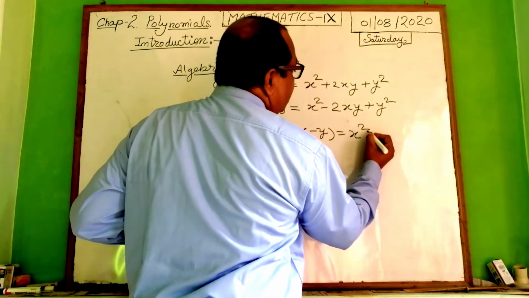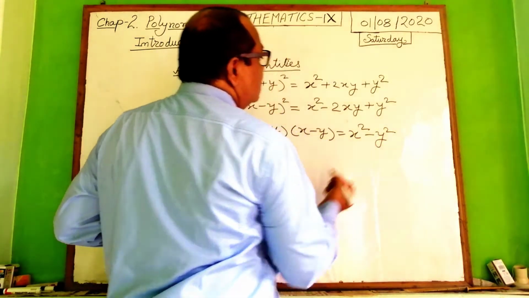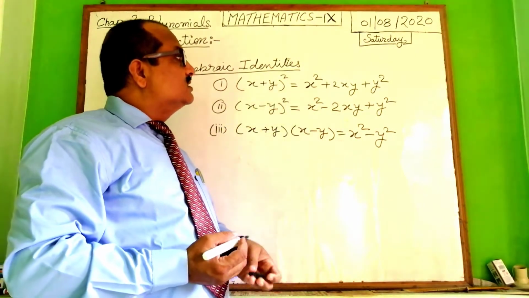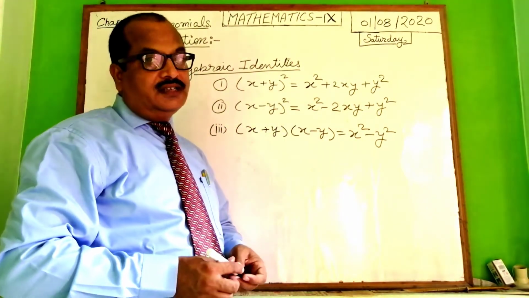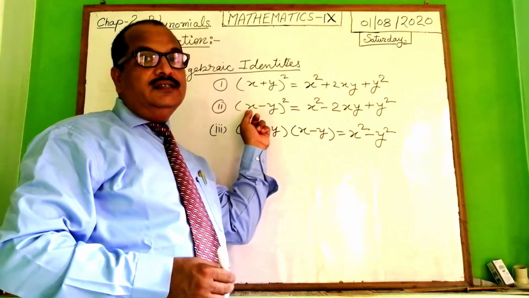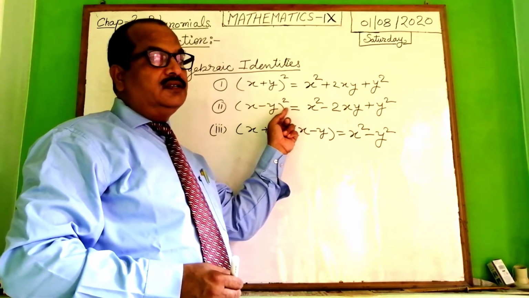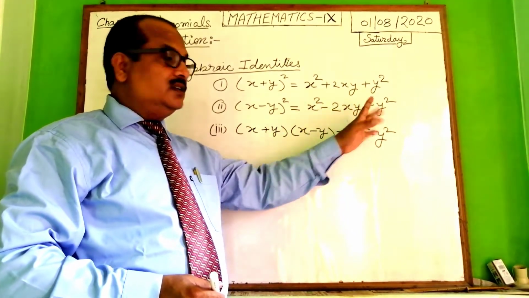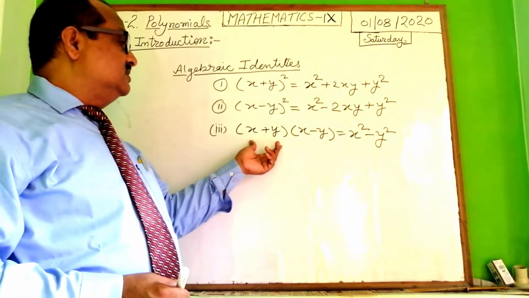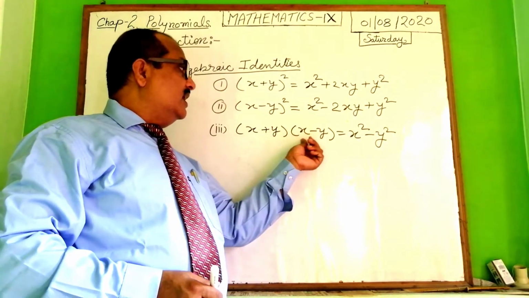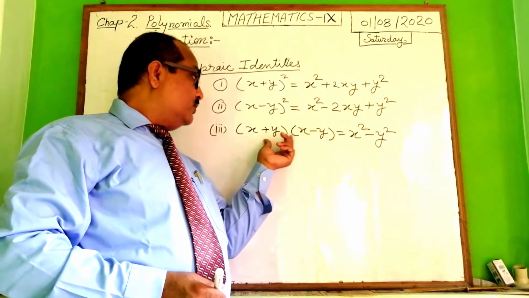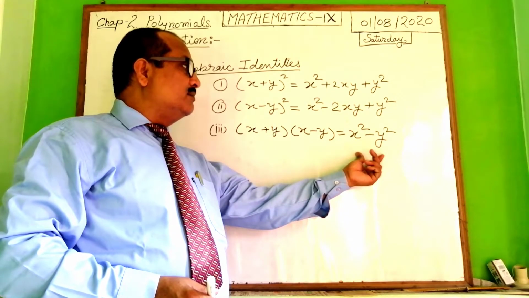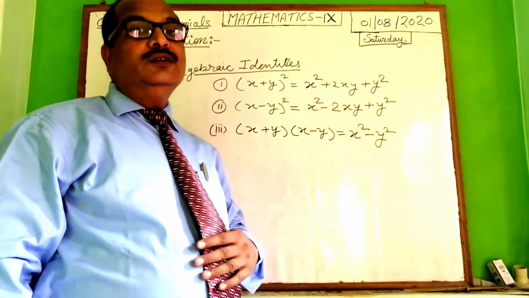It can be written as: first one, (x plus y) whole square is equal to x square plus 2xy plus y square. Second one, (x minus y) whole square is equal to x square minus 2xy plus y square. And third one, (x plus y) times (x minus y), the product of these, can be written as x square minus y square.